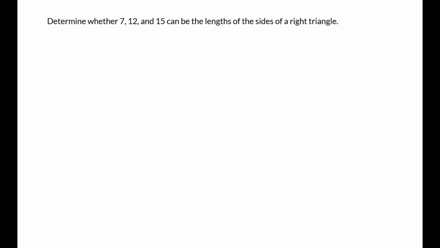Number 2 says, determine whether 7, 12, and 15 can be the sides of a right triangle. If these can be the sides of a right triangle, they will fit into the Pythagorean theorem. Your largest side, the 15, is going to have to be the hypotenuse if this is going to work. So 7 squared plus 12 squared equals 15 squared. This is what we're trying to see. If both sides equal each other, then yes, it's a right triangle. If they don't, then no.